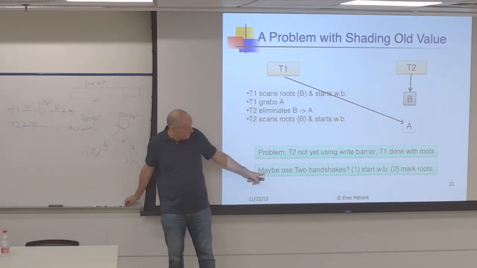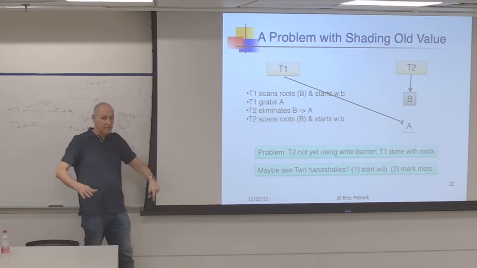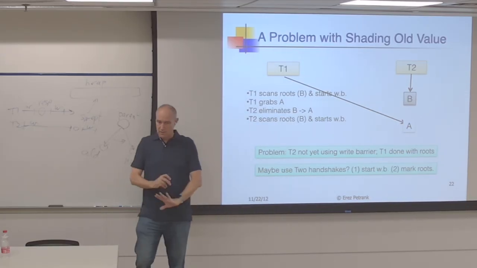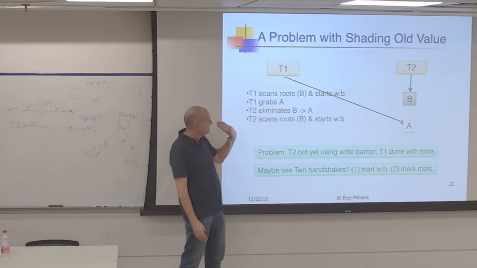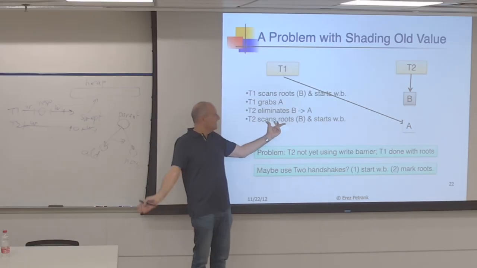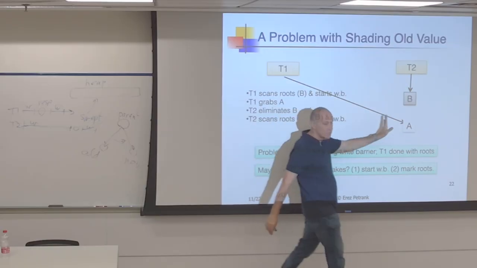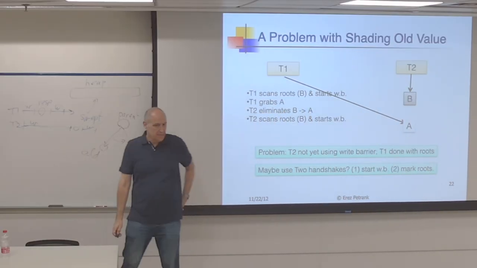And this is the suggestion here. Let's do two handshakes. Let's get them all to respond and do the write barrier. And only later, they will respond and shade the roots. And now I know that when they're shading the roots, everybody is using the write barrier. So it cannot be that someone will shade the root after, one guy is not using the write barrier. Okay?